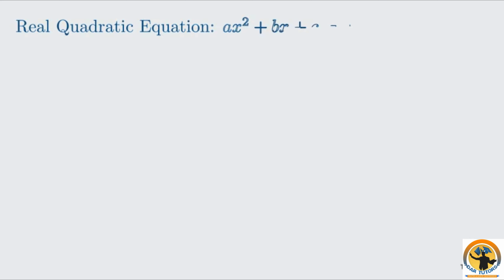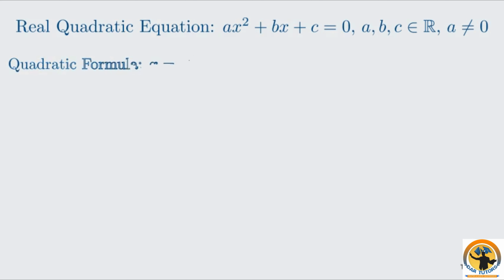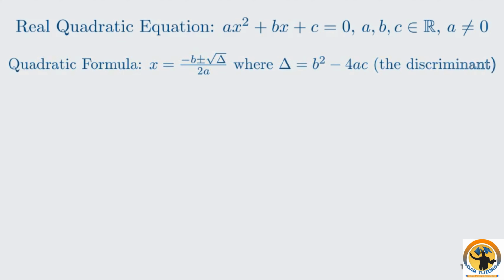Let's start with a foundational concept: the quadratic equation. The general form of a real quadratic equation is ax² + bx + c = 0, where a, b, and c are real numbers and a is not 0. You'll recall that the solutions to this equation are found using the quadratic formula. The formula states that x equals negative b plus or minus the square root of the discriminant, all divided by 2a. The discriminant, which we call delta, is defined as b² − 4ac.